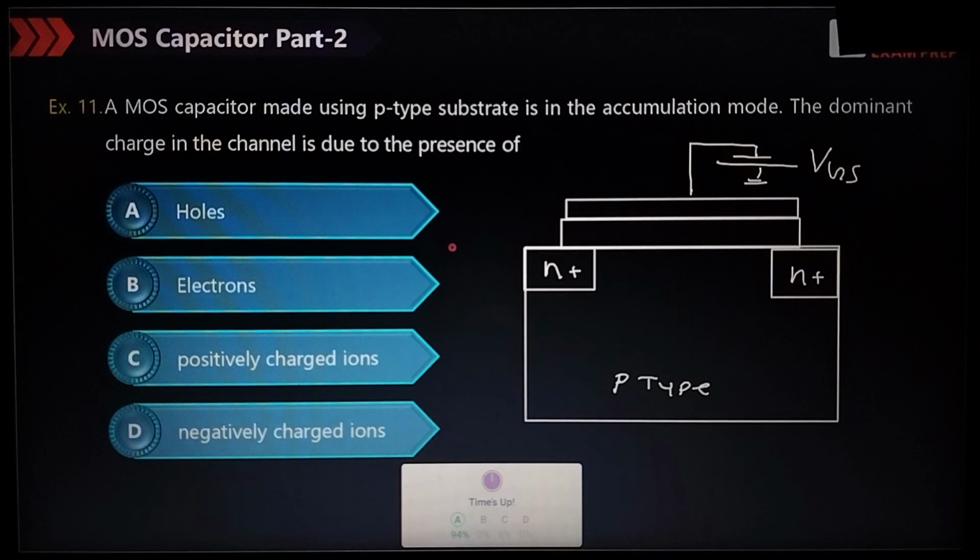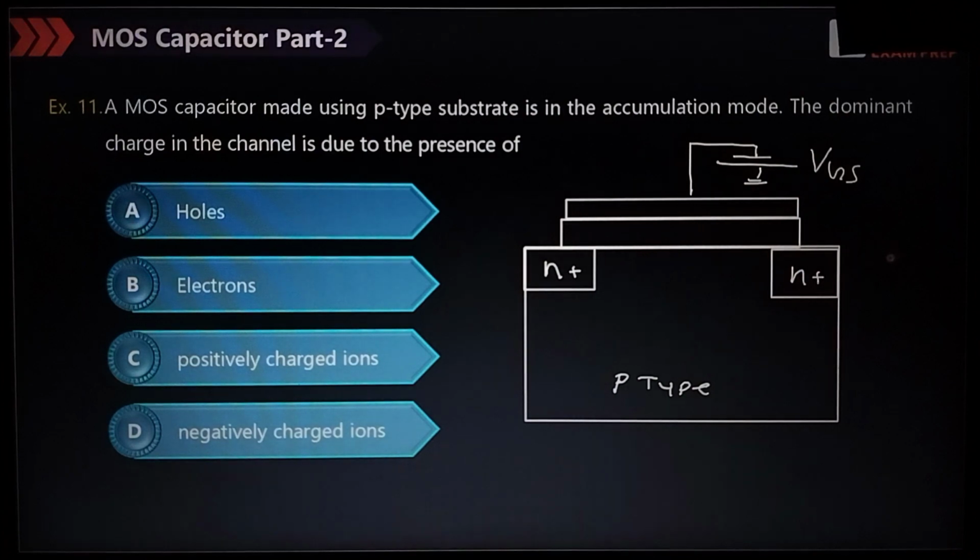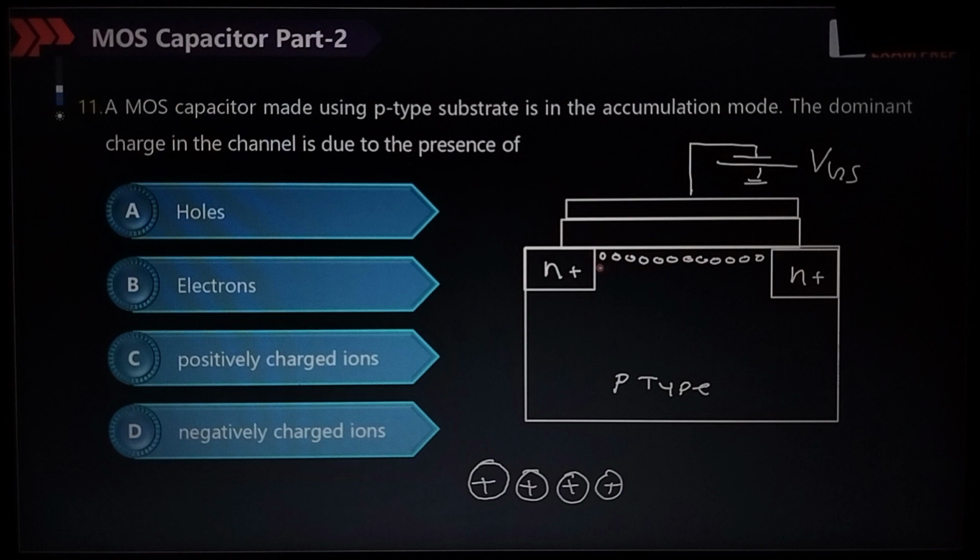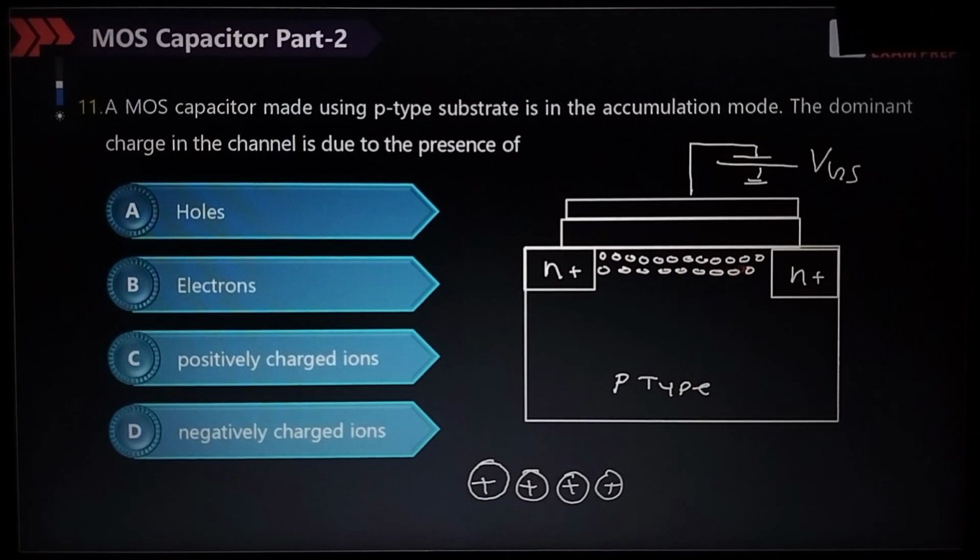Pankaj, what is your doubt? You are asking about the hole and you are giving the answer C. Positively charged ions means what? This is called ions, this is not donor ions. Accumulation means accumulation of the holes here. This is the accumulation of holes when we are giving a negative charge. Then A is the option.